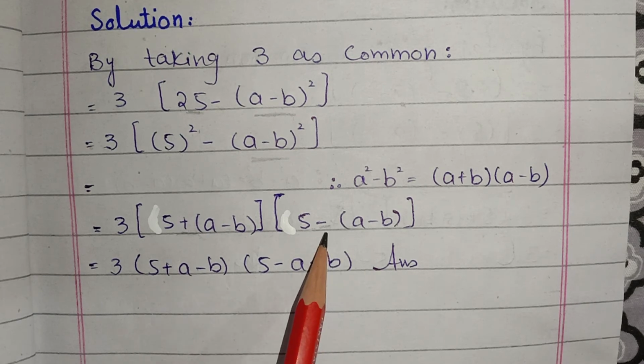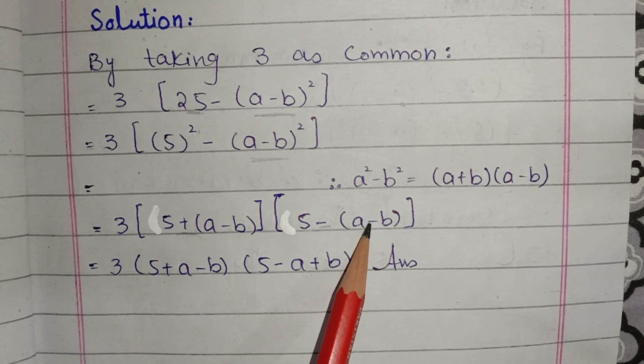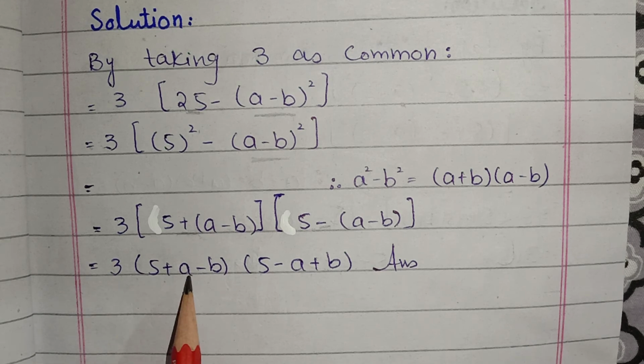And as you can see that here we have minus before the bracket, so we will change the internal sign of the bracket. So we will write 5 minus a plus b. So our answer is 3 into 5 plus a minus b into 5 minus a plus b.